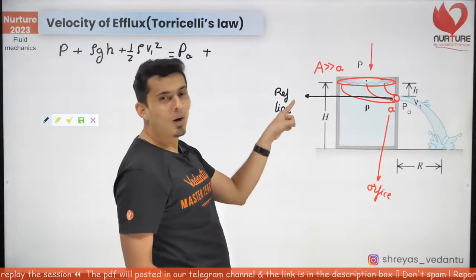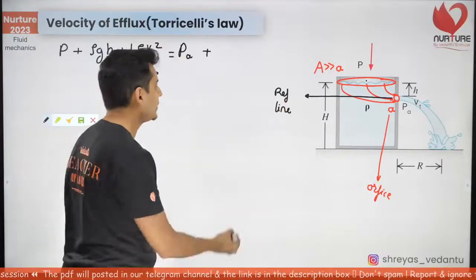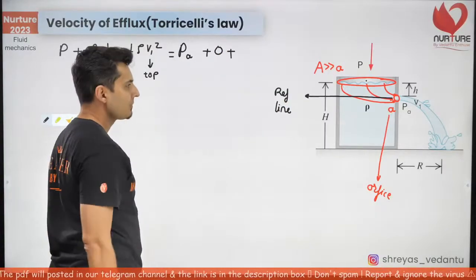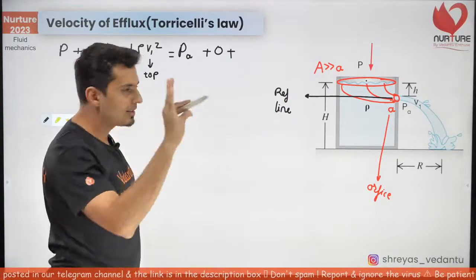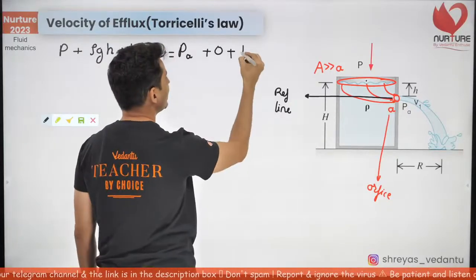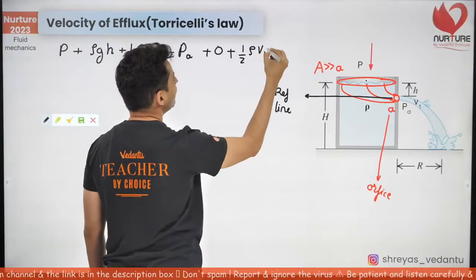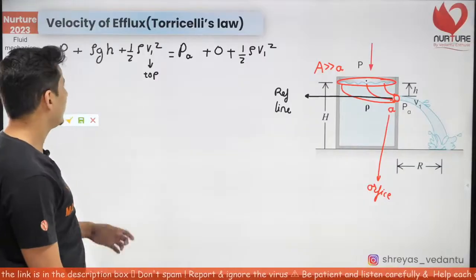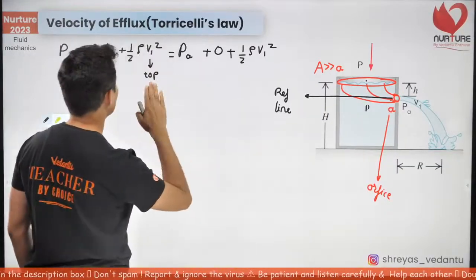This cross section is on the reference line. So what's the height going to be? It's just going to be 0. Make sense? Last term, it's going to come out with some speed. So half rho V1 square. Oh, sorry. I think V1 is already used there.